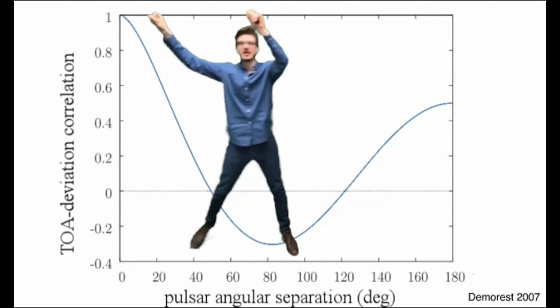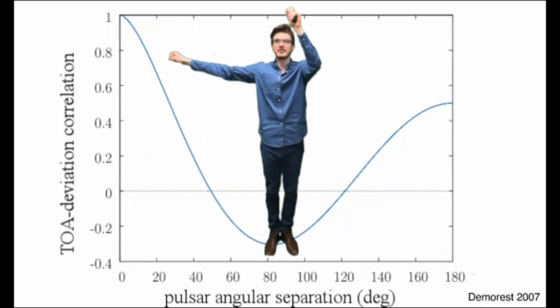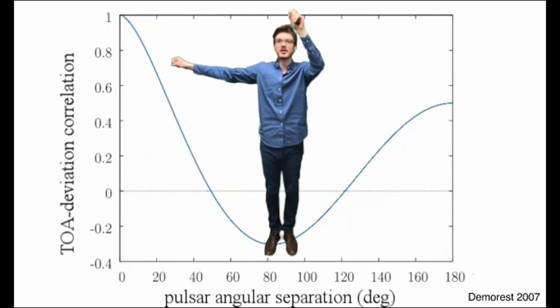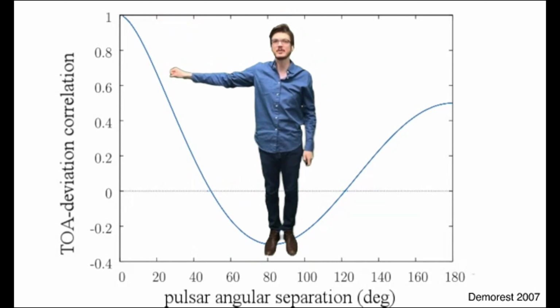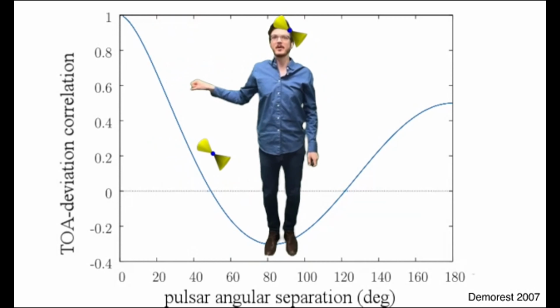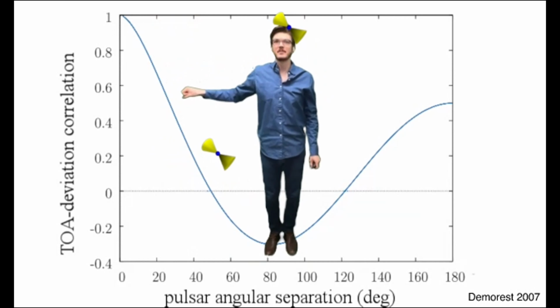Okay, what about 90 degrees separation, right? How would two pulsars 90 degrees separated in the sky move due to a passing gravitational wave? Well, that's this part of our pulsar dance.